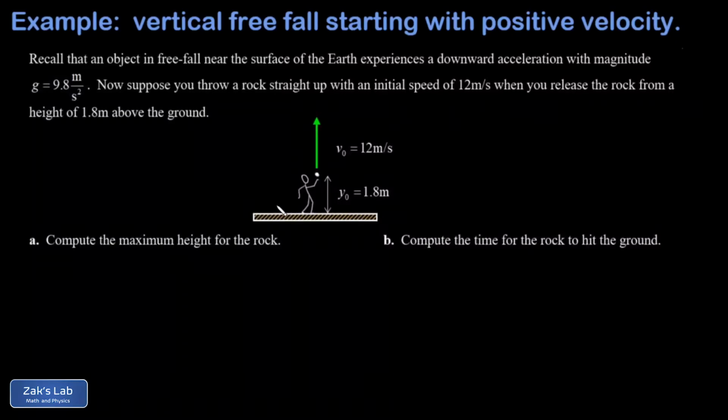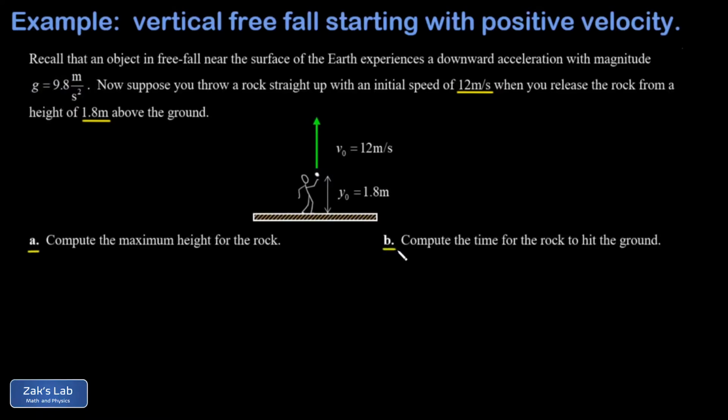In this video, we look at a vertical free fall problem where somebody throws a rock straight up in the air with an initial speed of 12 meters per second, and the rock is released from a height of 1.8 meters above the ground. And in part A, we're computing the maximum height for the rock, and in part B, the flight time.